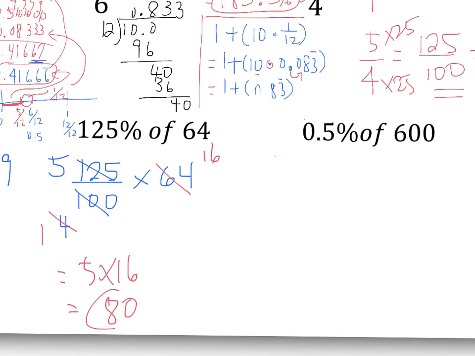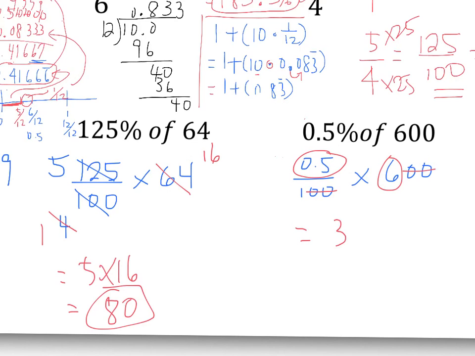And for this next problem, I could write 0.5 as a fraction and multiply that by 600. And I can first cancel out the zeros. And here, 0.5 times 6, we can get 3.